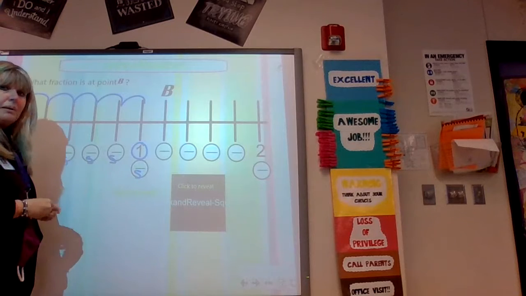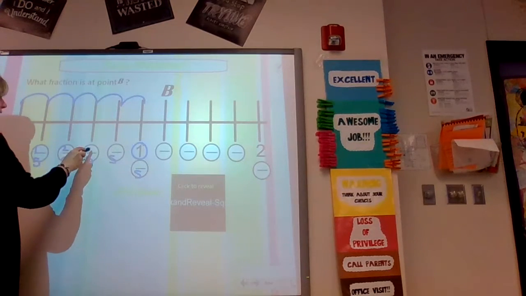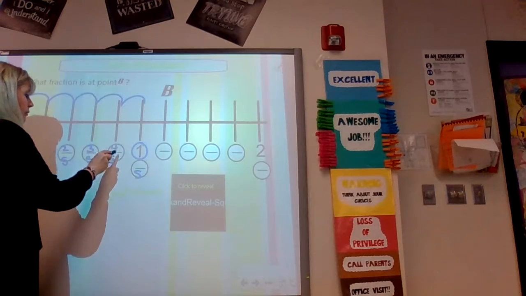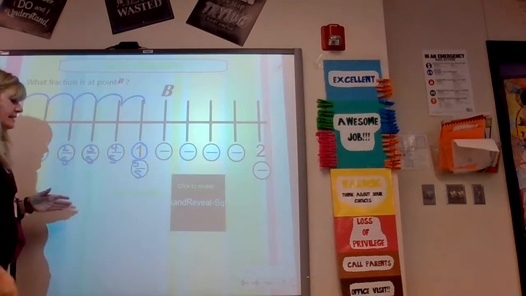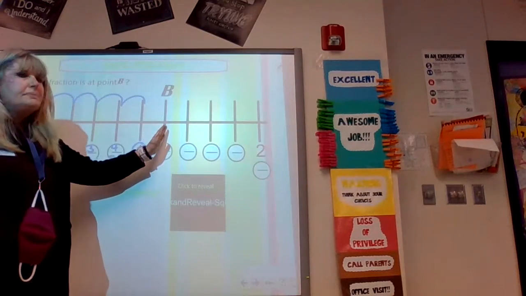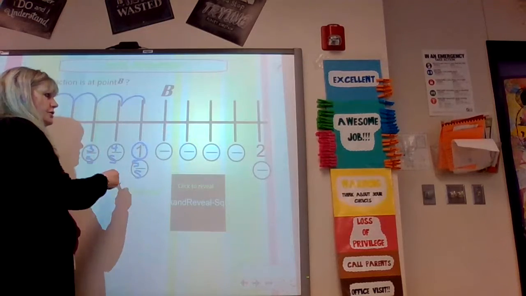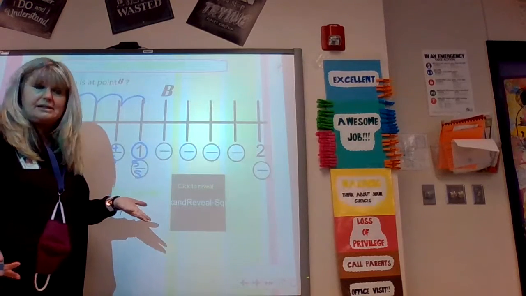Okay, now I'm going to go back and count my pieces. So this is 1/5, 2/5, 3/5, 4/5, and 5/5 is the same as 1 whole. Okay, now notice point B is after this point. So I'm going to make sure that my denominator is still 5.